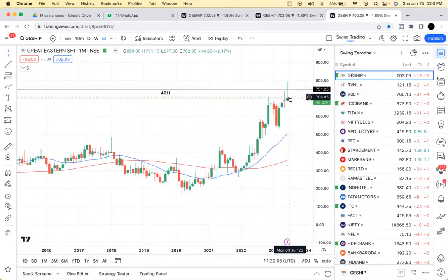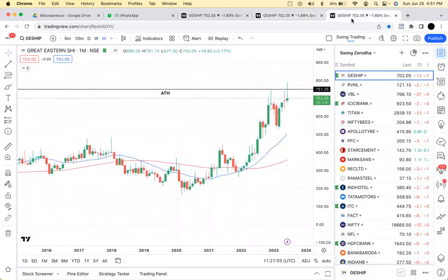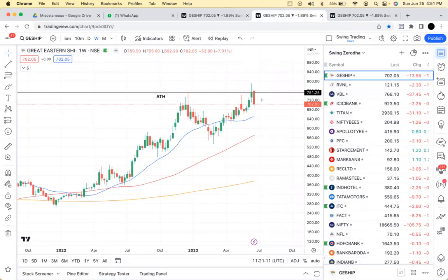But it is right now attempting to break through the all-time high, but facing resistance. And here is that resistance more clearly. You see the resistance here? You see the large wick on the top, that's strong resistance that the stock is facing. And you see the resistance here on the weekly chart, especially during the last 1 week. There's been strong resistance of the prices.